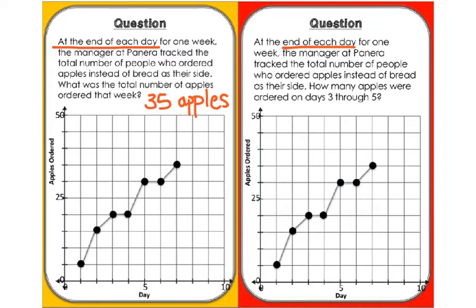So let's start here. At the end of day 2, we were right here, and that is 15 apples. To the end of day 5, which is right here, they were at 30 apples. So from day 3 until day 5, they sold 15 apples. All right, let's try a couple more.